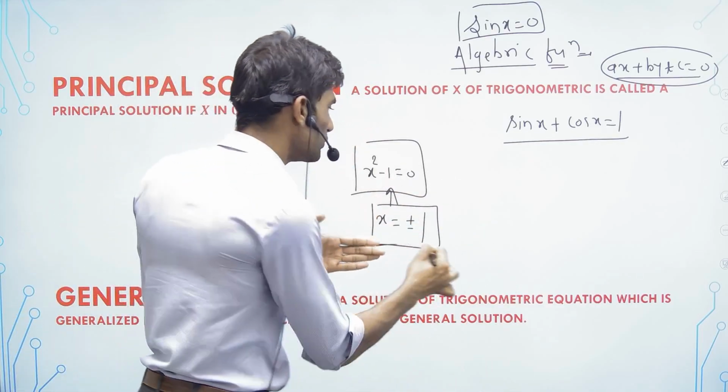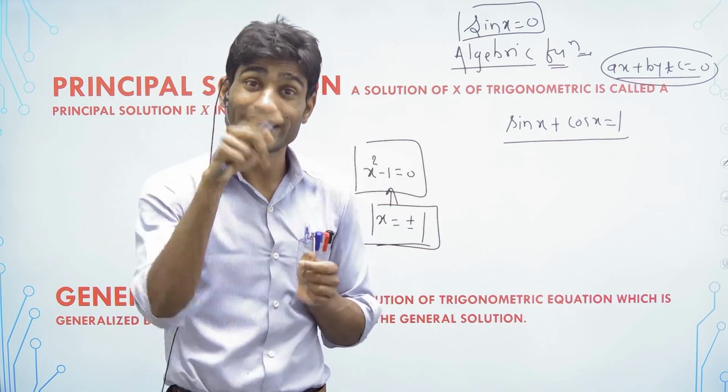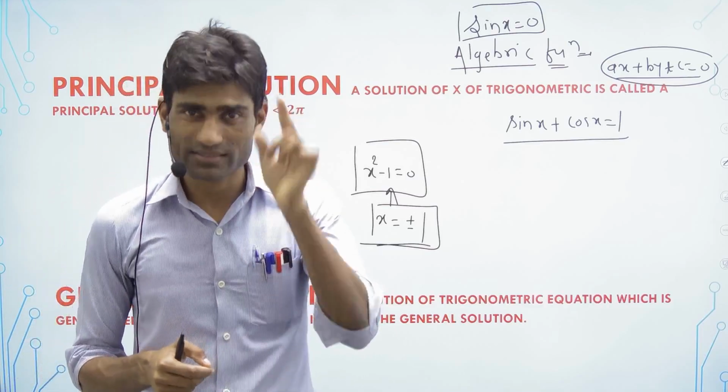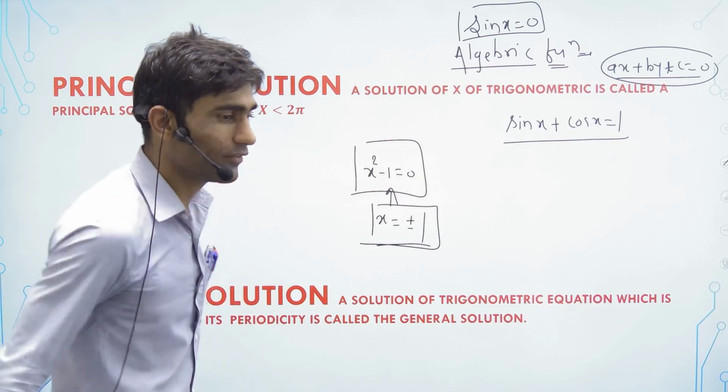So x equal to plus minus 1 is a root, and we consider it the solution of our algebraic equation. The exact same concept we have to apply to the trigonometric function. Let's apply it to a trigonometric function then.